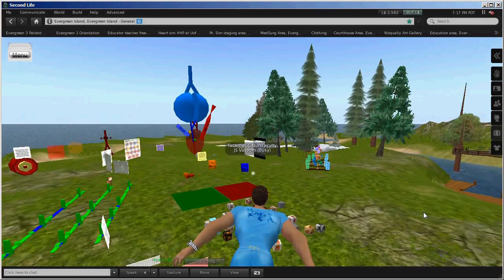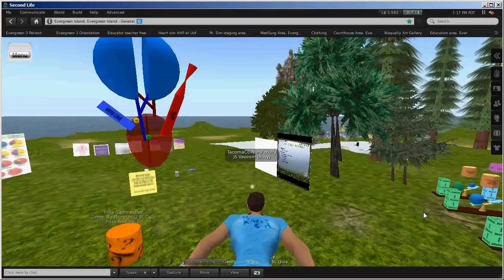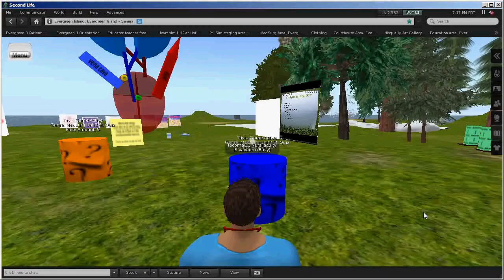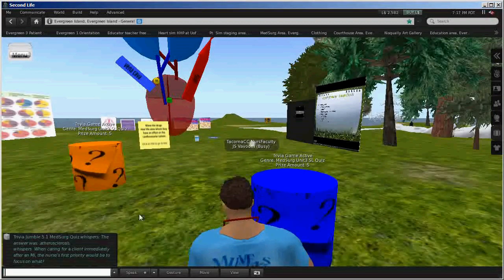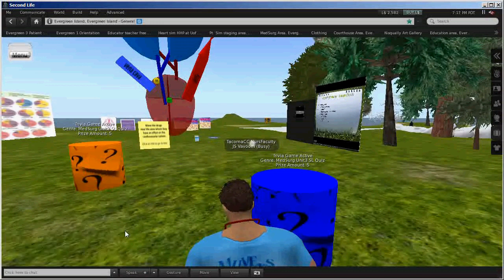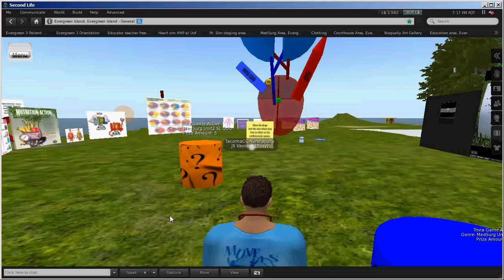I'm going to fly back over here. There is a quiz right here, and if you click on it, it turns it off, but as I re-click on it, it gives me a question over on the left, and if you type in the answer and get it right, you win 5 Lindens. And you can take Lindens and actually buy things within Second Life.